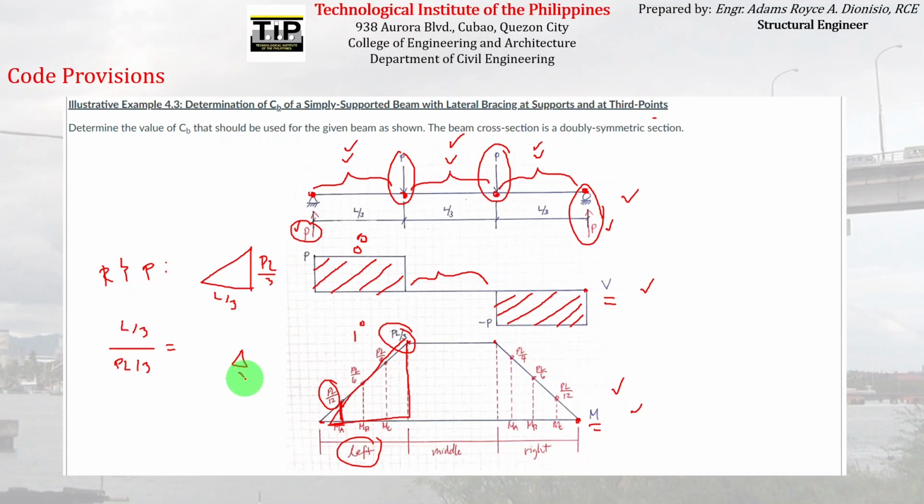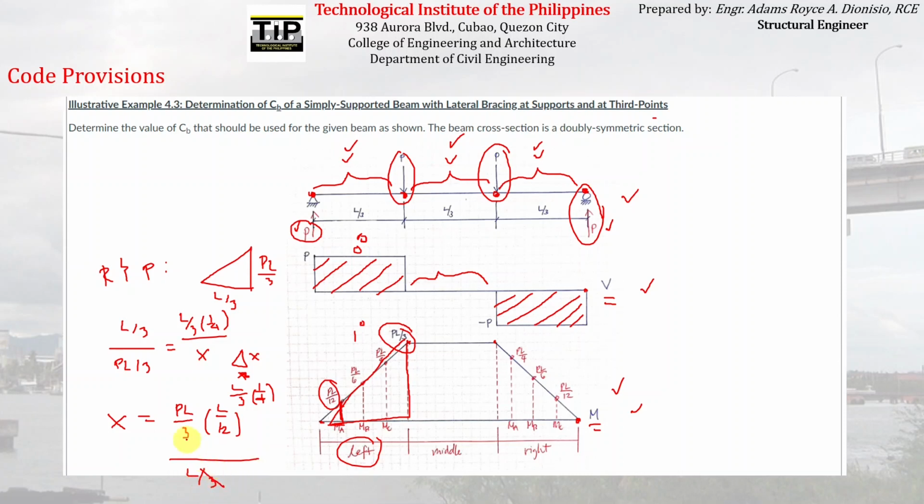Let this base be just equal to L over 3 divided by 4, since we divided the span, the unbraced length, into 4 equal parts. And then let us just let the height of the triangle equal to x. So the ratio will be equal to this, L over 3 times 1/4 divided by x. Okay, so cross multiplying, we can see that x is just equal to PL over 3 times L over 12, 3 times 4 is equal to 12, and then divided by L over 3.